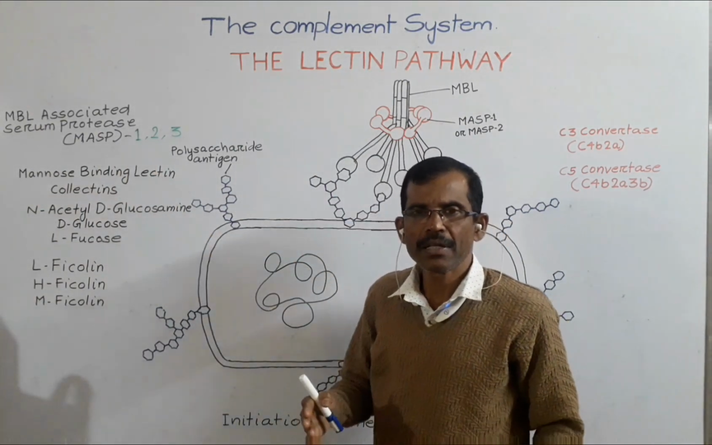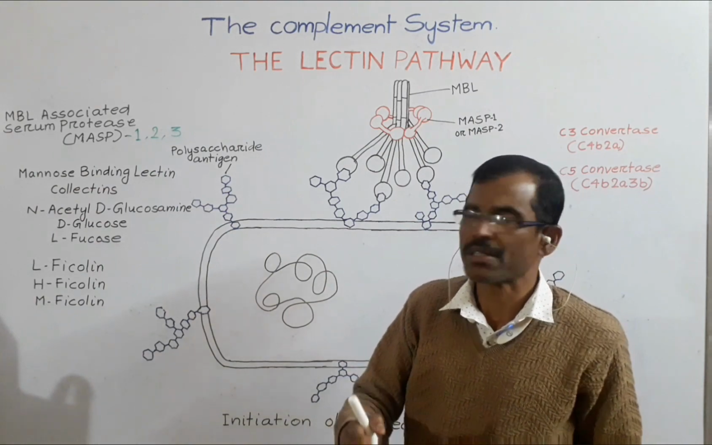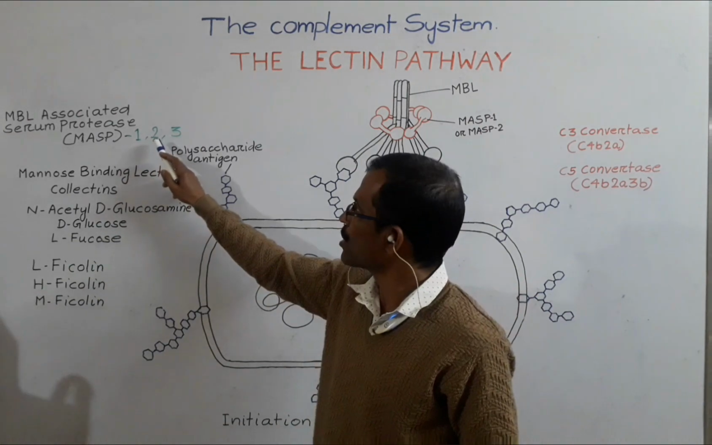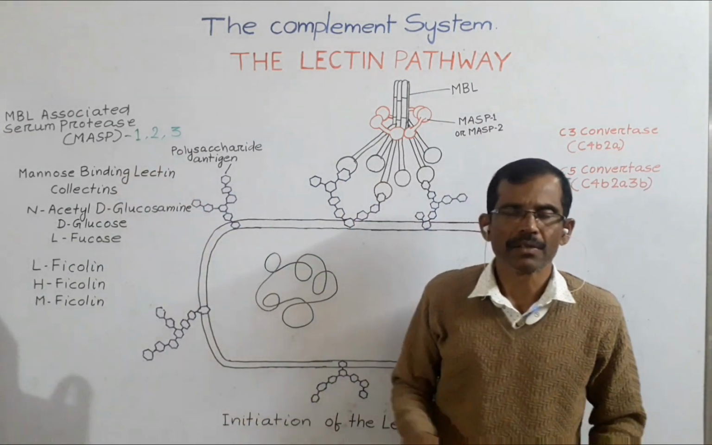Three different MBL associated serine proteases, MASP1, MASP2, and MASP3, have been identified.